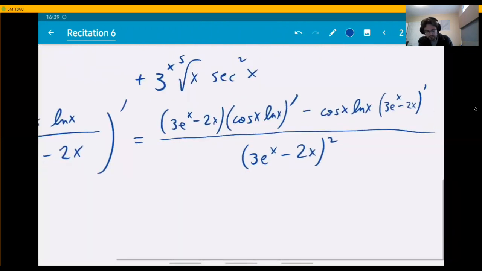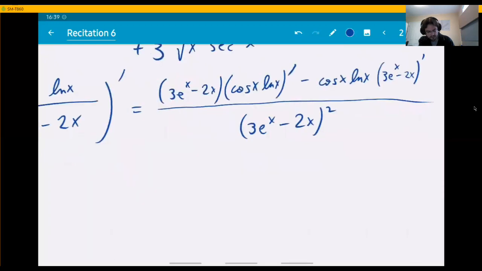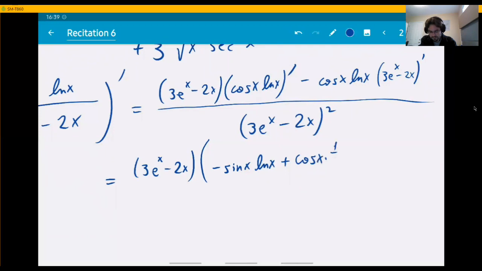We have to compute this expression now. Okay, so if you're looking at the first term in the numerator, there is this factor of 3e to the x minus 2x, and then a derivative involving a product. So I'm going to compute that already. By the product rule, when the derivative hits the cosine, that will give you a minus sign. Plus, when the derivative hits the ln, that's a 1 over x. That's the derivative with the product rule right there.